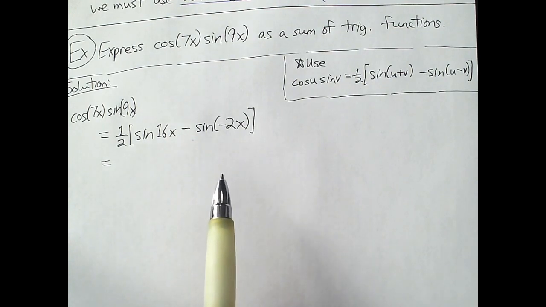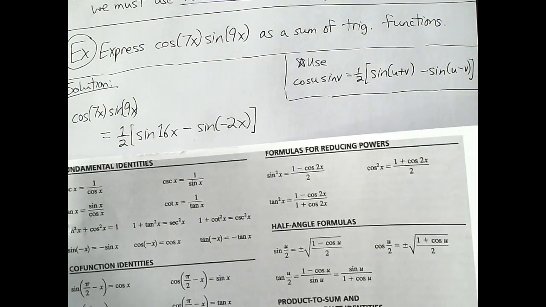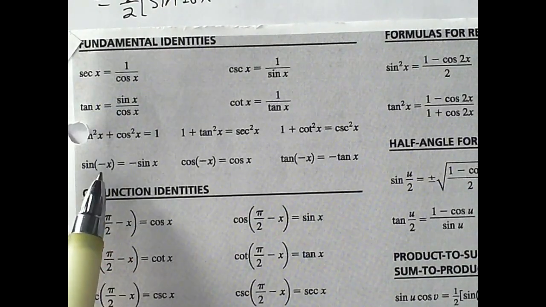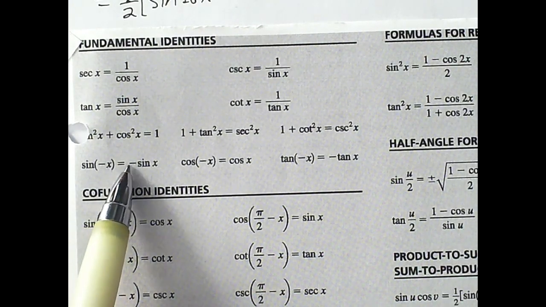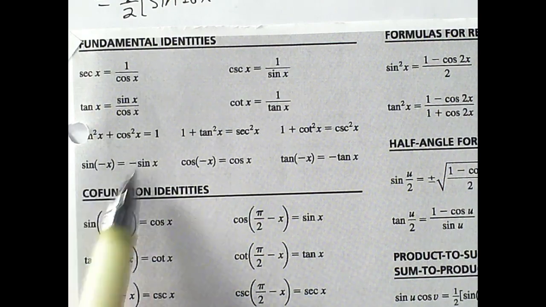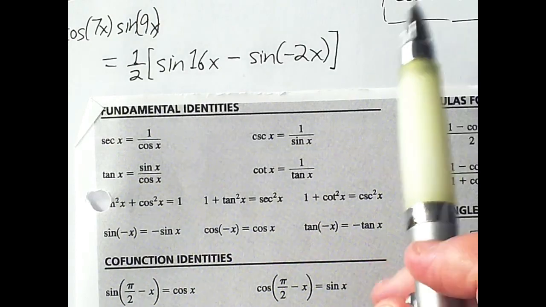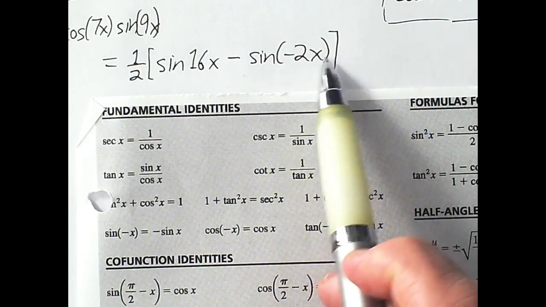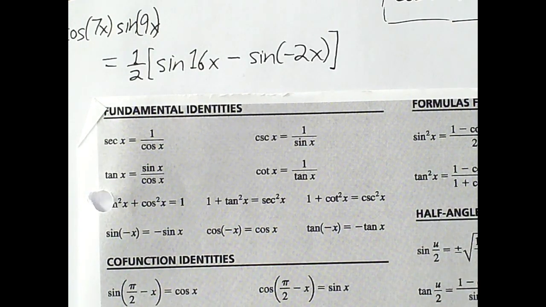So what can we do about this? If we were in class, I would ask if anyone has ideas, but I'll have to just show you. Look at this thing here under the fundamental identities. Sine of negative x equals negative sine of x. That's what we're going to use, because we would like to rewrite this. Sine of negative something. It says you can pull the minus sign out, and then on the inside you don't have the minus sign.